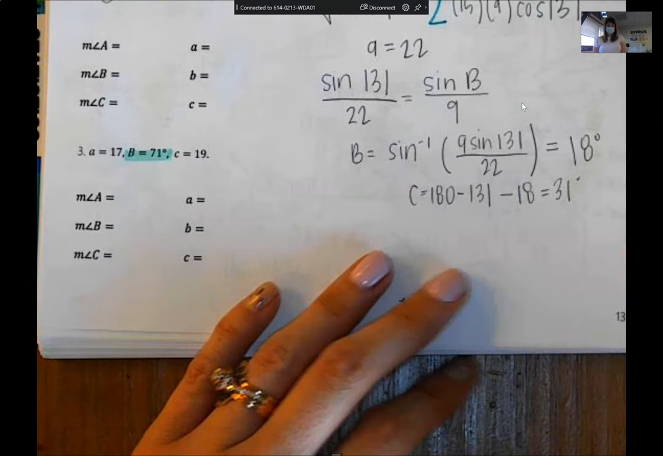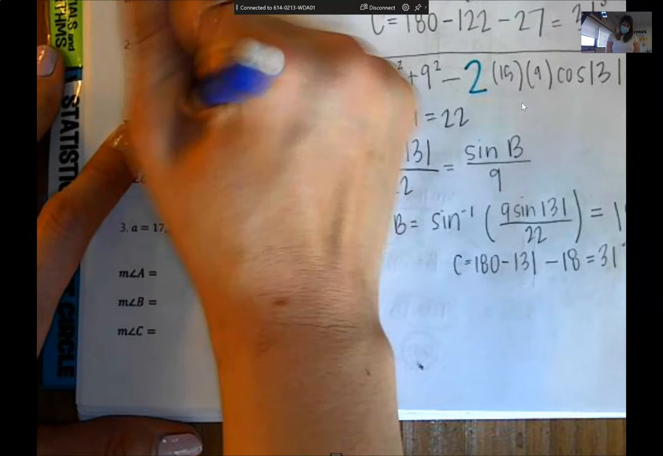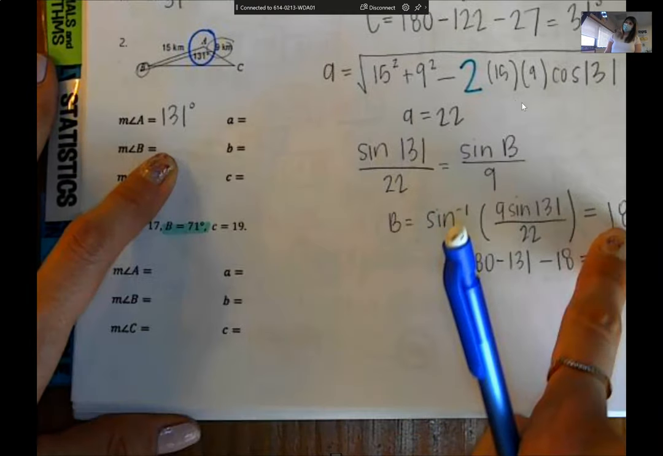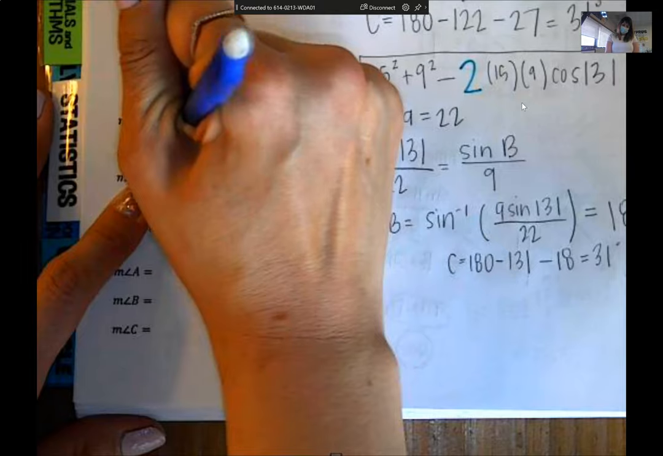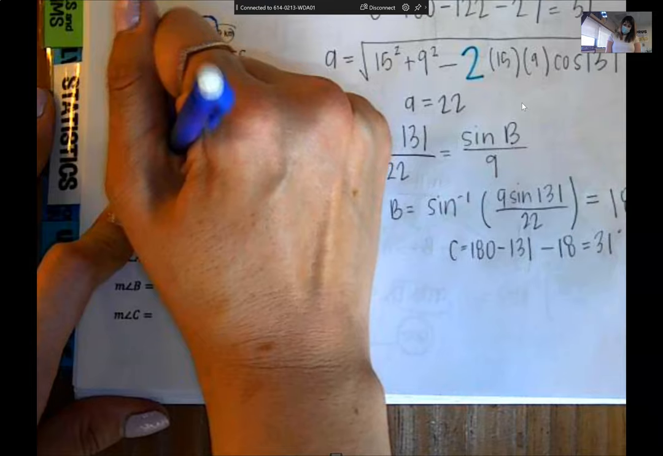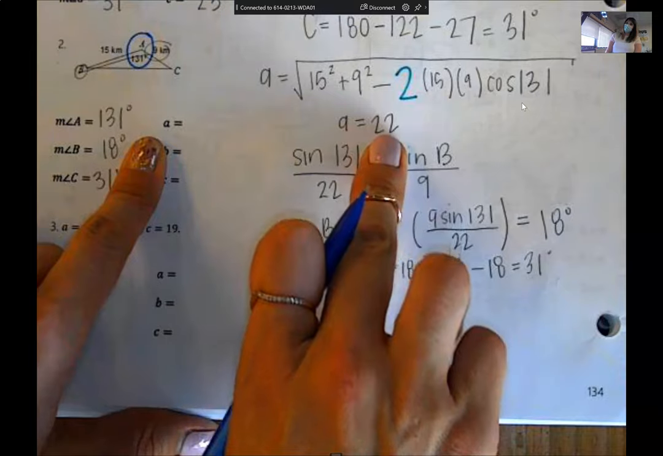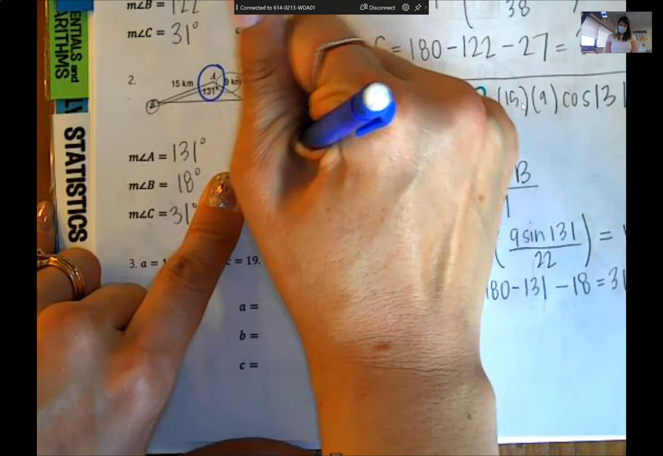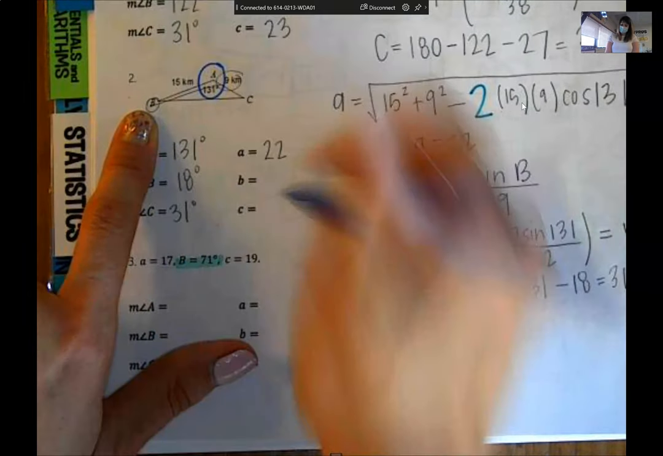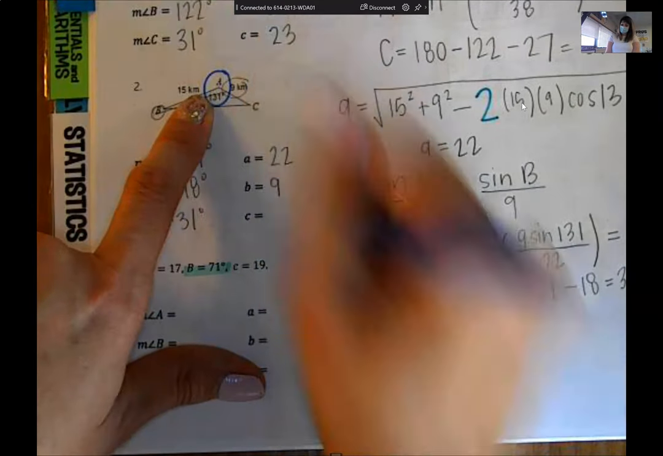And then I fill in my info last. So angle A was 131. They gave it to me. Angle B, I found here, it's 18. Angle C, 31. Side A was the first thing that I found. It's 22. Side B is across from this angle, so that means it was 9. Side C is across from this angle, so it is 15.